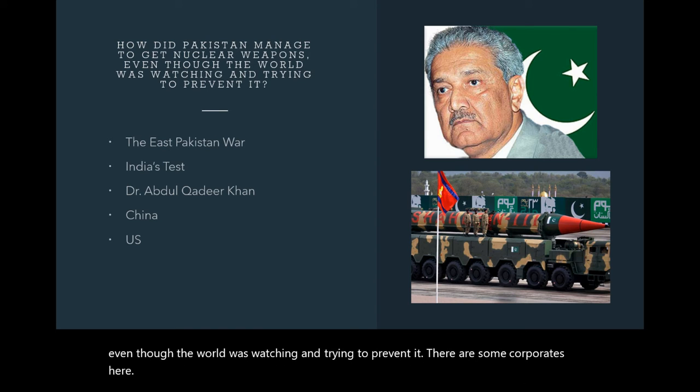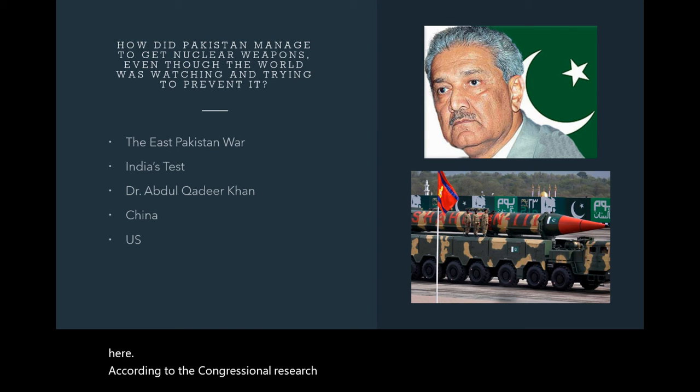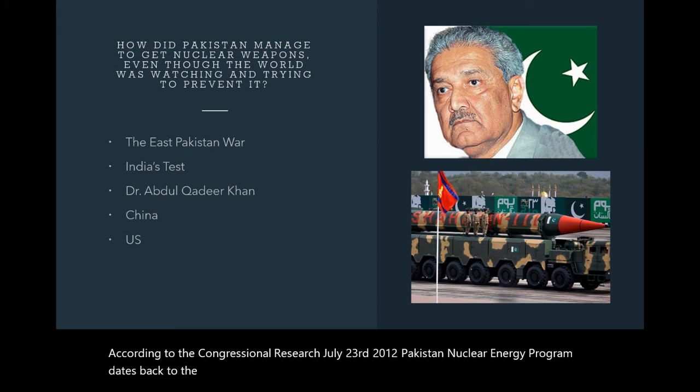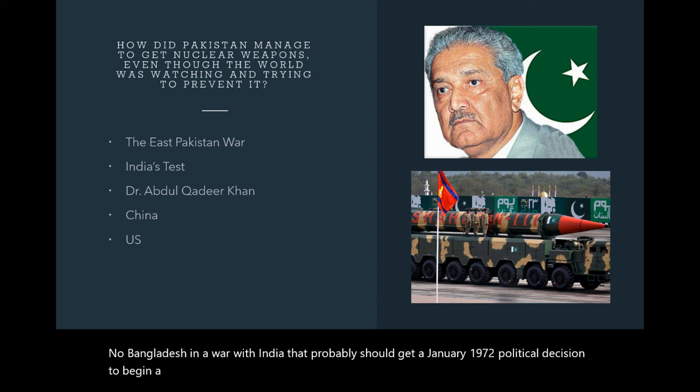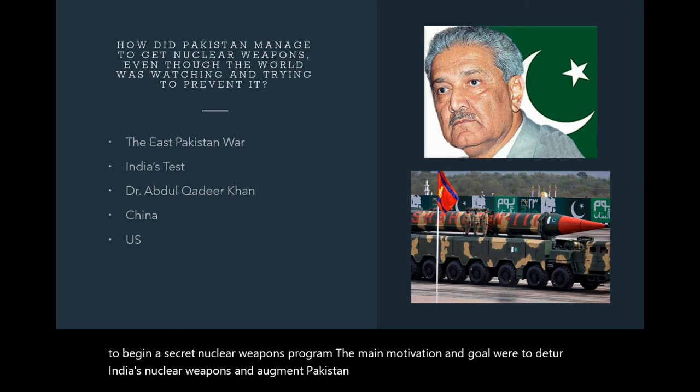According to the Congressional Research Service, July 23rd, 2012, Pakistan's nuclear energy program dates back to the 1950s, but it was the loss of East Pakistan, now Bangladesh, in a war with India that probably triggered a January 1972 political decision to begin a secret nuclear weapon program. The main motivation and goal were to deter India's nuclear weapons and augment Pakistan's inferior conventional forces.